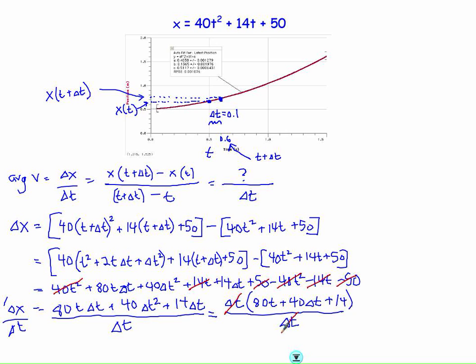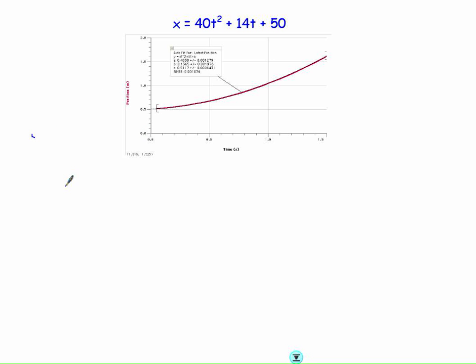There's a delta t there. There's a delta t there. What's our final solution here? This is the formula for the average velocity. It's 80t plus 40 delta t plus 14. That's our formula for the average velocity. Let's take a look at that. All right, let me rewrite that. So our average velocity formula was 80t plus 40 delta t plus 14.